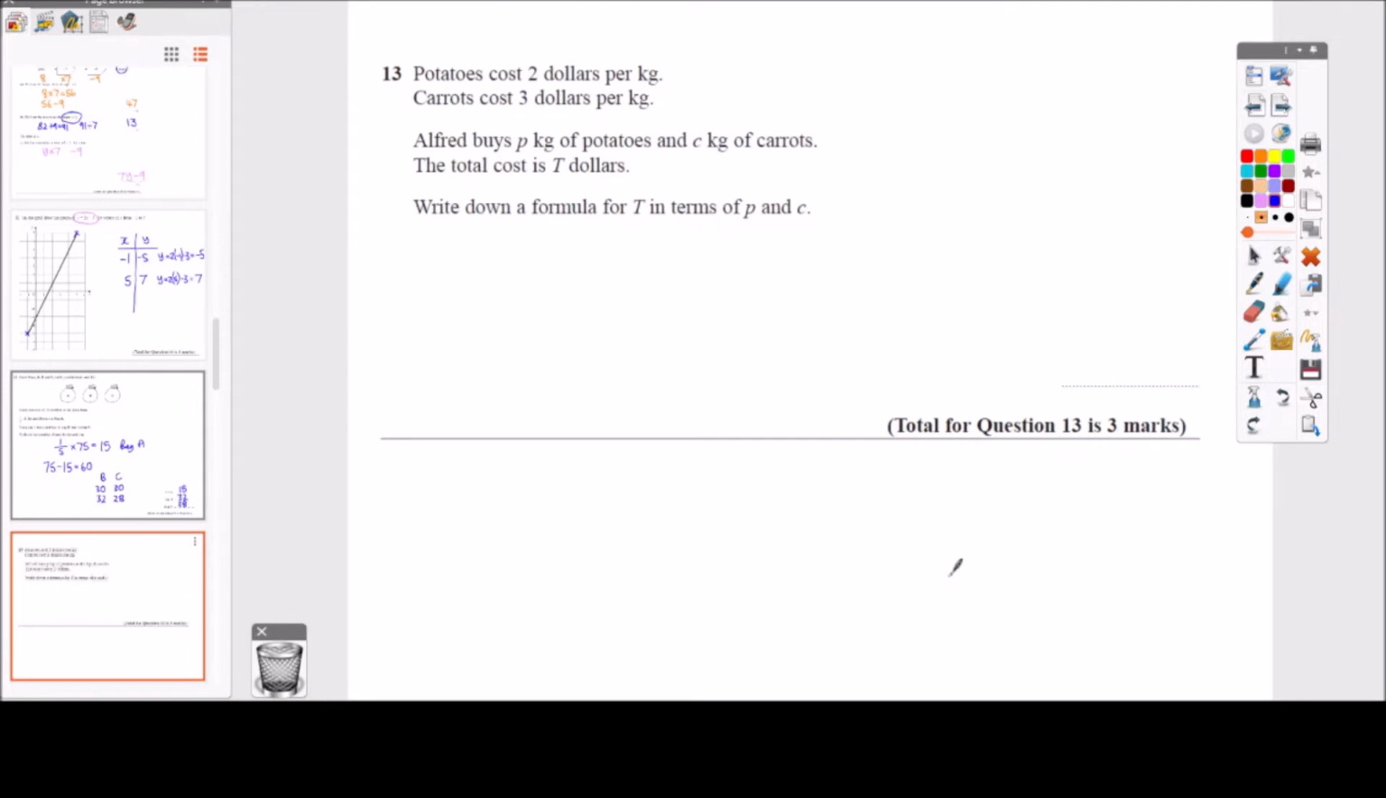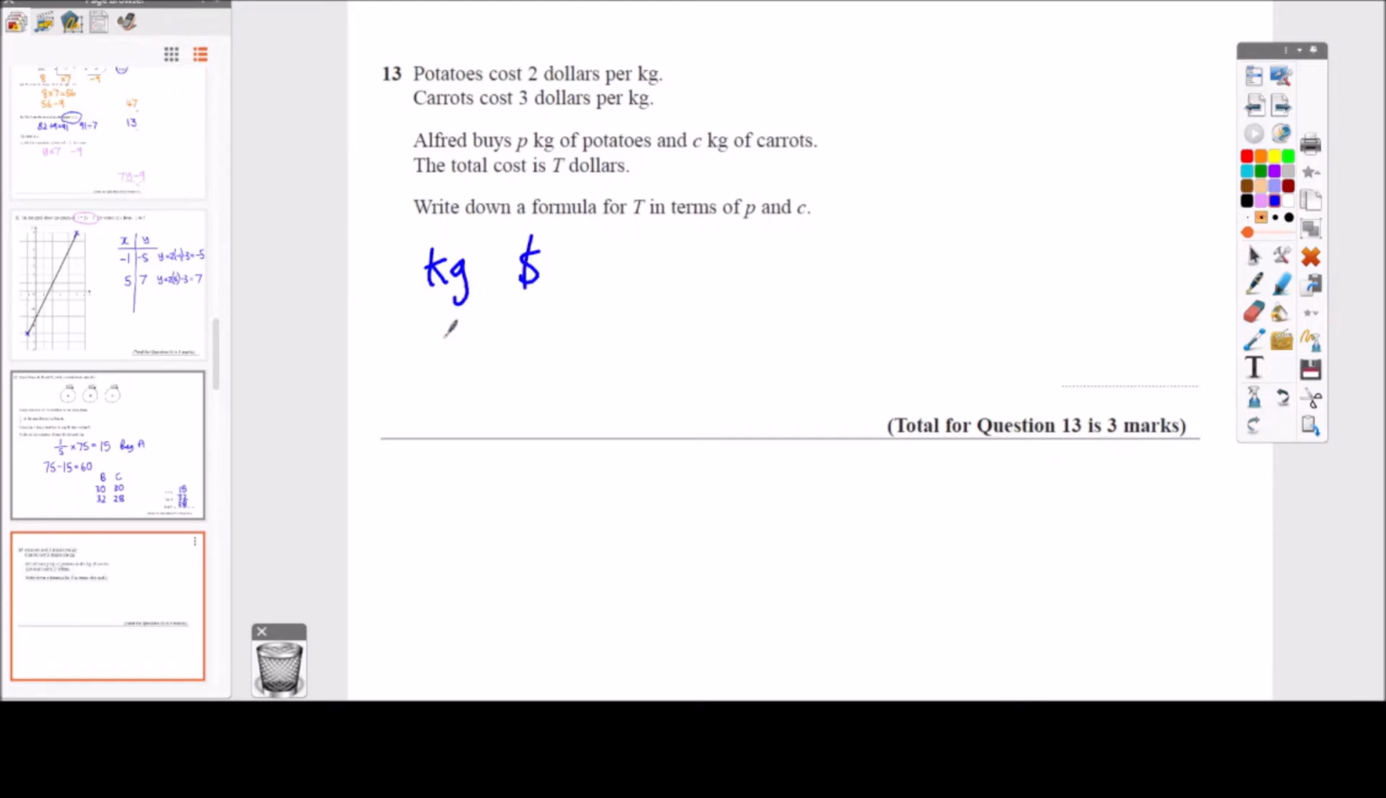Question 13. I think at the end of the day, if you've done a few of these, you just know how to go straight to the answer. But I'm just going to try and explain the maths behind it a little bit, okay? Potatoes cost $2 per kilogram, and Alfred buys P kilograms of potatoes. Now, they're $2 per kilogram. So let's just think about it.